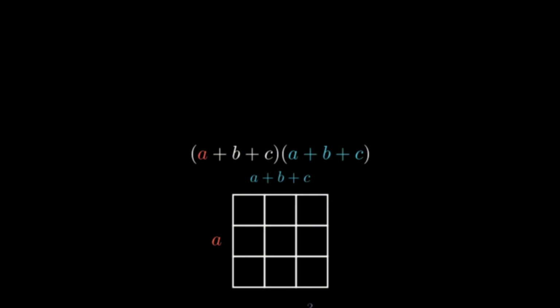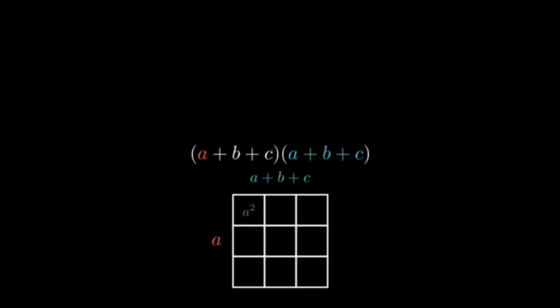When we multiply A times A, we get a squared. This follows the basic law of exponents, where multiplying the same variables adds their exponents. We place a squared in the top left cell of our grid. This represents the first product in our expansion. Notice how the color purple helps us track this result as coming from our red and blue terms.